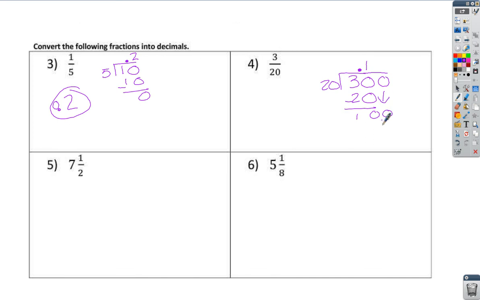20 can't go into 10 though, so we need to add another 0 and bring it down. So we have 100. What times 20 can get us to 100? Well, 5 times 20 gets you to 100. So 100 minus 100 is 0. Our decimal is 0.15. Okay, I want you to go ahead and do number 5 and 6 on your own. Please make sure that you look at your whole numbers and what you would do with those in your decimal, and then long divide. Go ahead and pause the video.